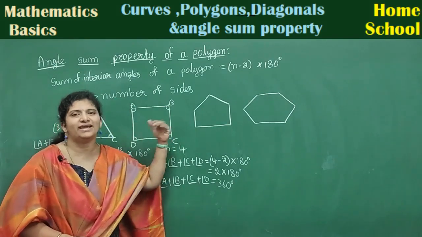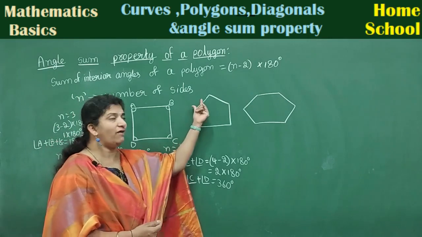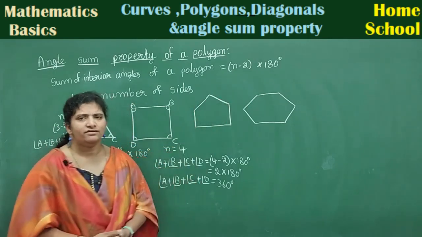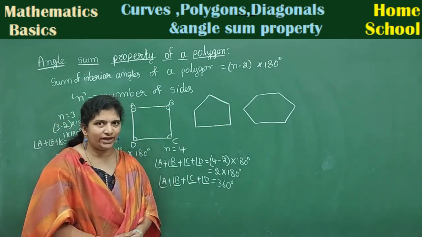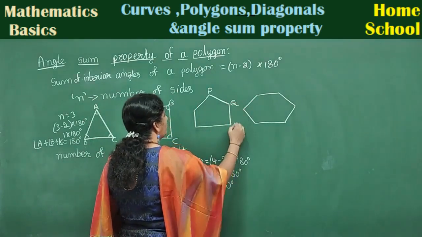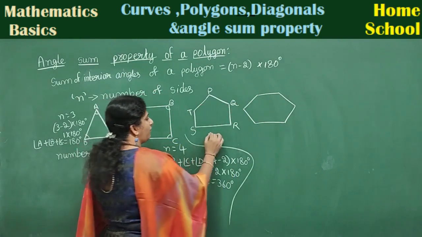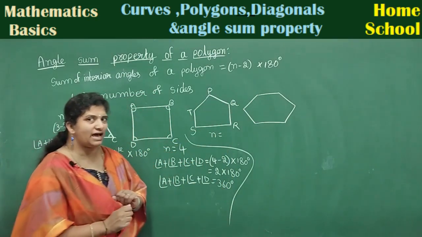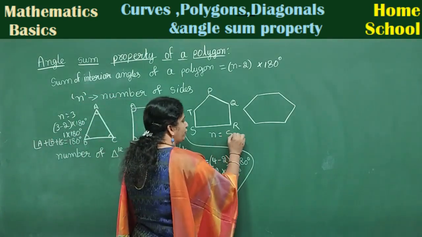Similarly, we can go with the next polygon. What is the next polygon? How many sides does it have? 1, 2, 3, 4, 5. 5 sides. What is the name we call it? Pentagon, right? So let me mark here: P, Q, R, S, T. Apply the angle sum property here. What is n? How many sides do you have? 5 sides. n is equal to 5.